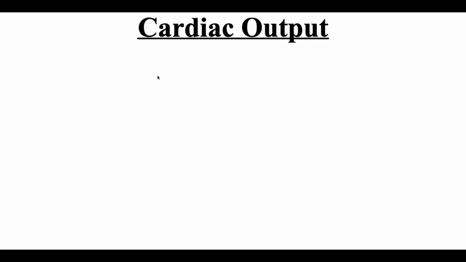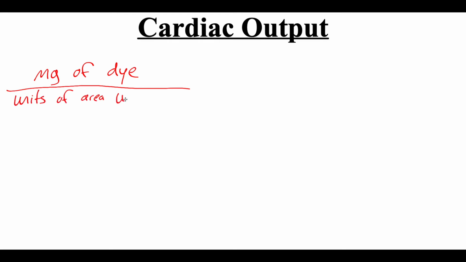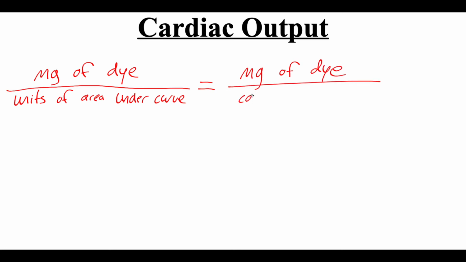Now, in order to calculate our cardiac output, here's the method we're going to run through. We're going to take our milligrams of dye and divide that by the units of area underneath our curve. There's a little bit of manipulation that we can do with this fraction. The units of area underneath the curve really come from taking the concentration of the dye and multiplying it by the amount of time. So the top is going to stay the same, but on the bottom we're going to change that to say the concentration multiplied by our time.